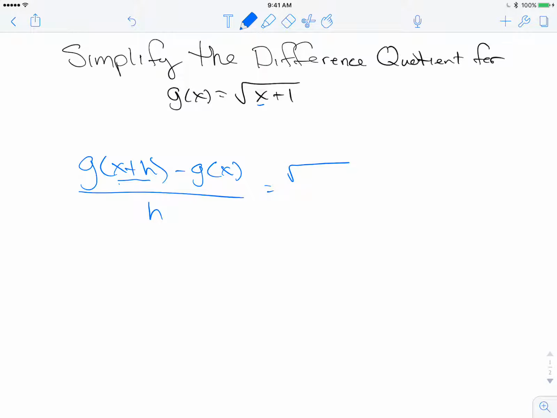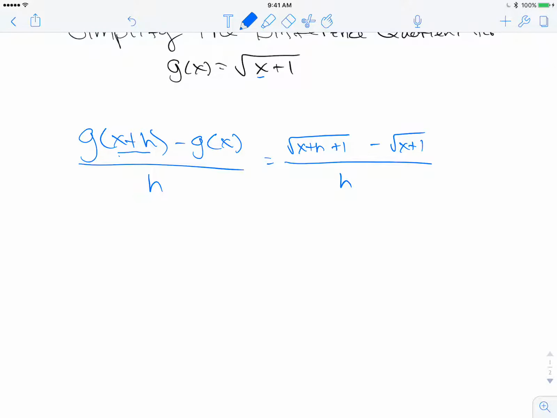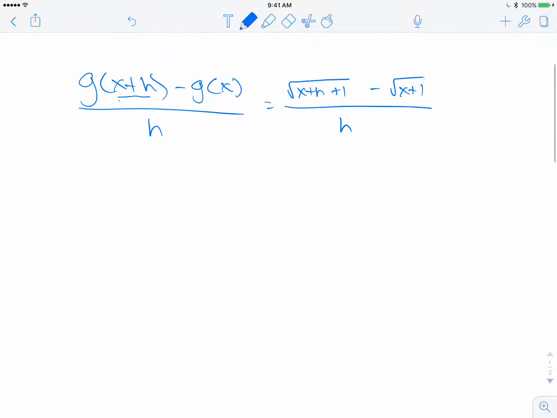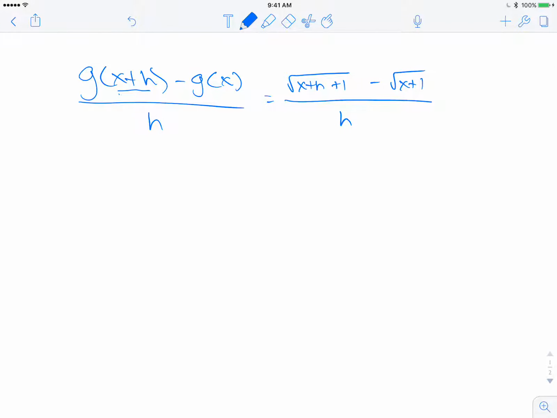So our first g of x plus h will be the square root of x plus h plus 1 minus g of x, which is square root of x plus 1, all over h. Right? And the question before is how do we simplify this step? When we had a fraction, we had to get a common denominator. When we had a quadratic, we simplified it or squared it. And now what we're going to have to do is multiply by what we call the conjugate.